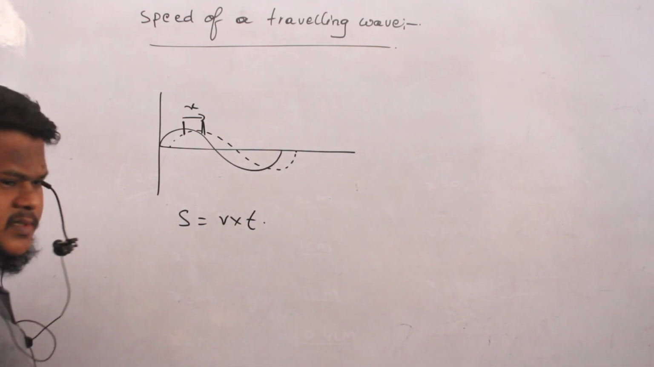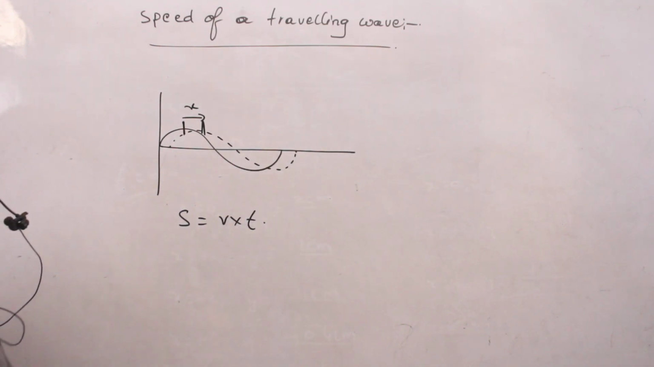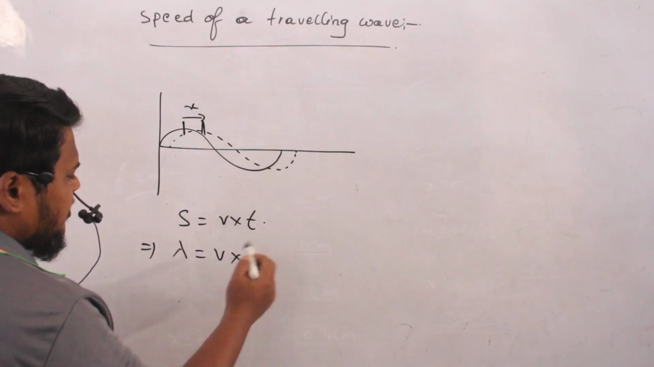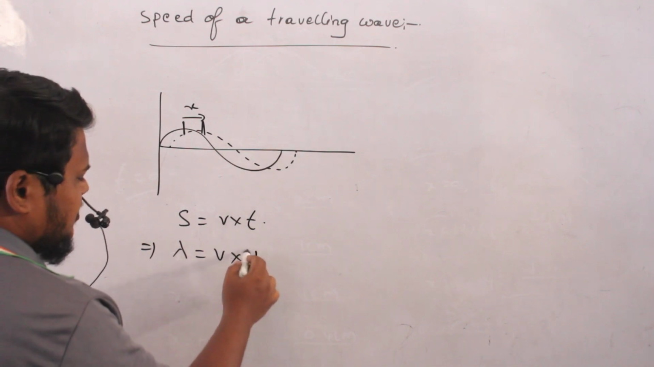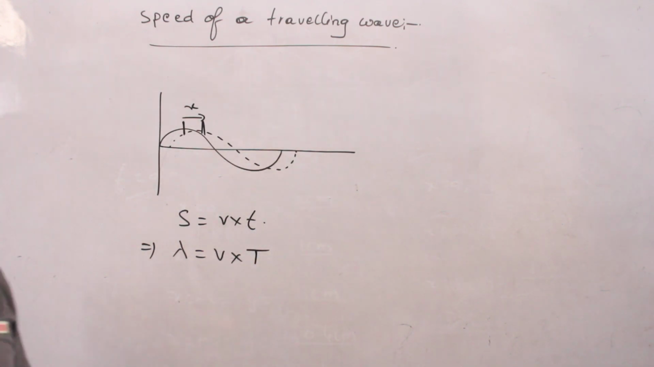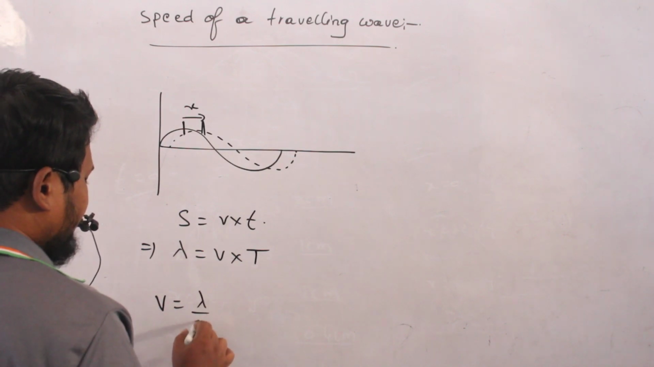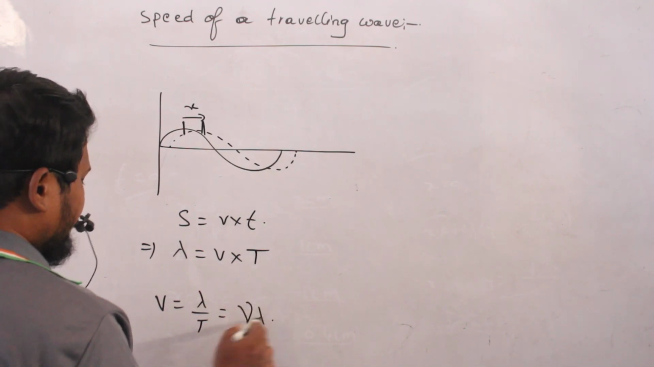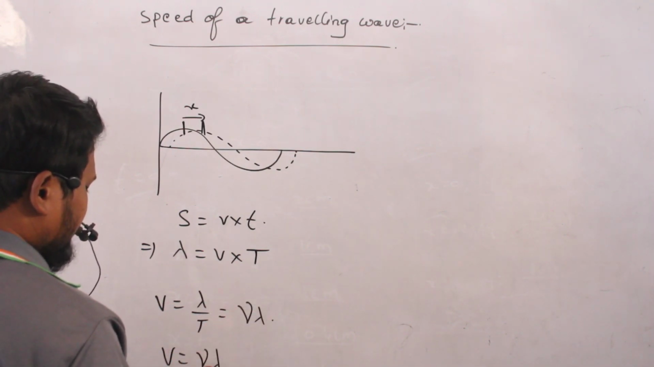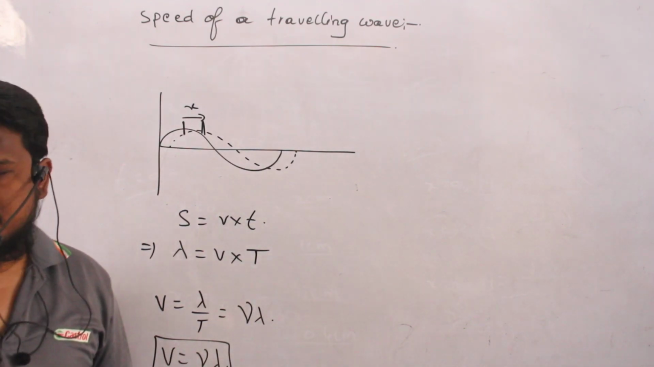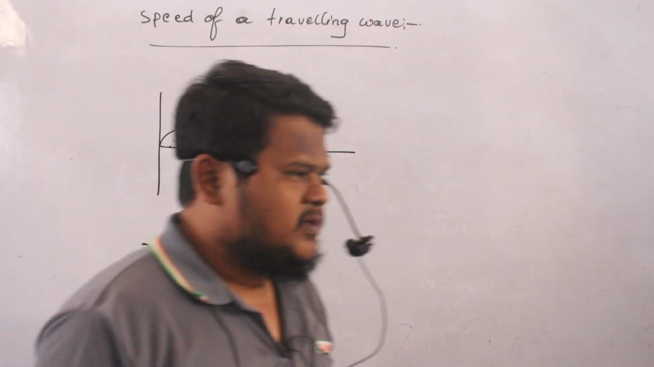I can write displacement is equal to velocity into time. So instead of displacement I can write wavelength, velocity is v, and the time taken for one wave to pass is called the time period. So instead of small t I am writing capital T here. Therefore v is equal to lambda divided by T. So 1 by T can be written as nu. So v is equal to nu into lambda.